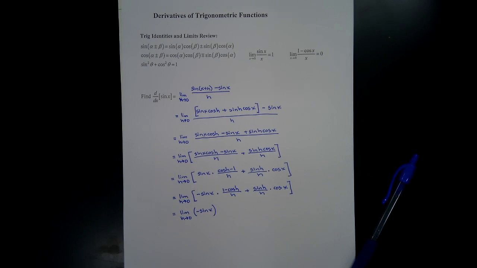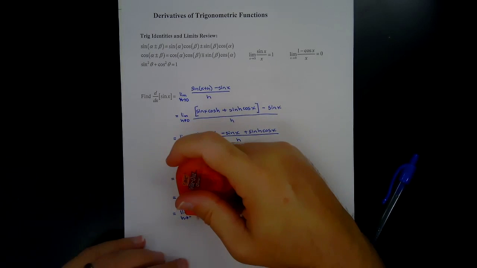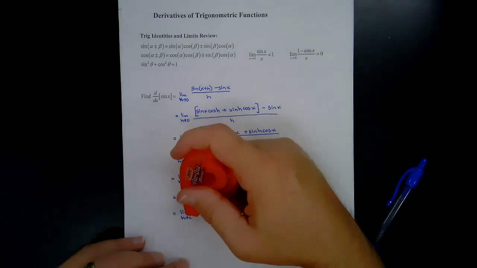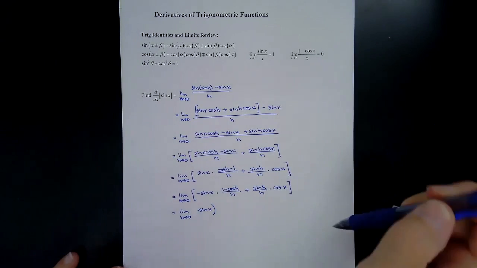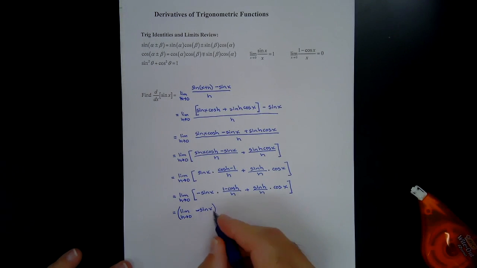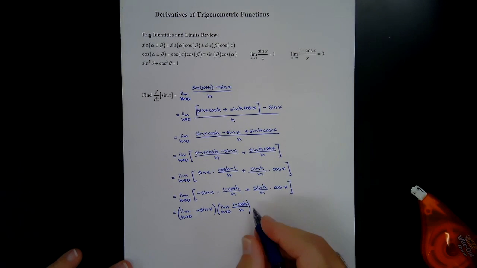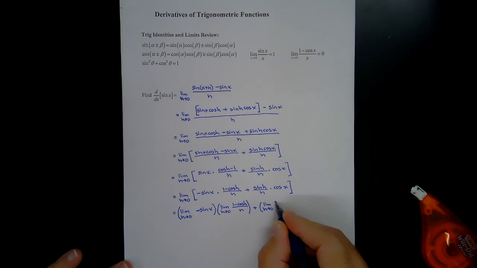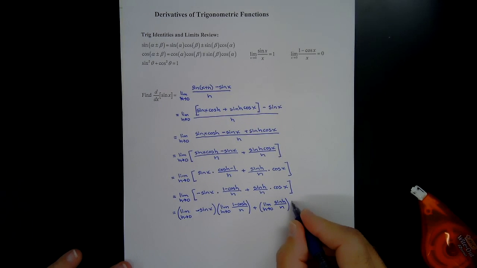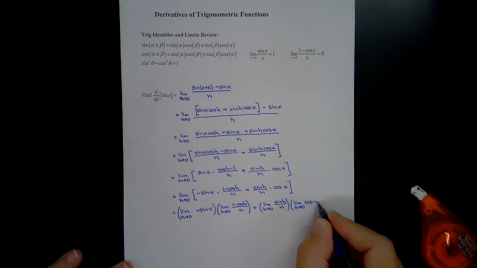And actually, I put the parentheses in the wrong spot. I just caught it. Not that that's wrong, okay? But I actually wanted to have it out here. And then times the limit as h approaches 0 of 1 minus cosine of h over h, and then plus the limit as h approaches 0 of sine of h over h. This is just using properties of limits. And then times the limit as h approaches 0 of cosine of x.